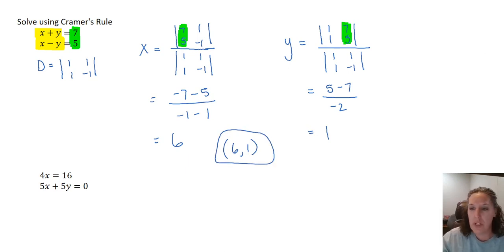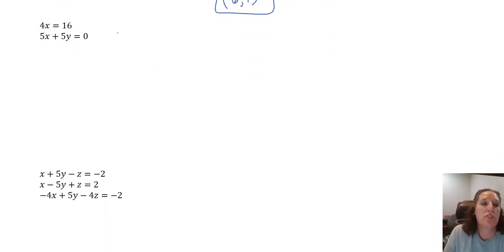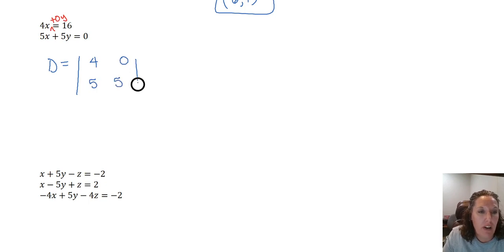All right, so let's do another one of those. Here we have the system of equations 4x equals 16 and 5x plus 5y equals 0. So again, we want to get that D matrix. In our D matrix, we've got to have something for x and y, kind of like synthetic division. We have to have all of our coefficients represented. In this first equation, we don't have any y, so we're going to think of that as plus 0y there. So we get 4, 0, 5, 5.